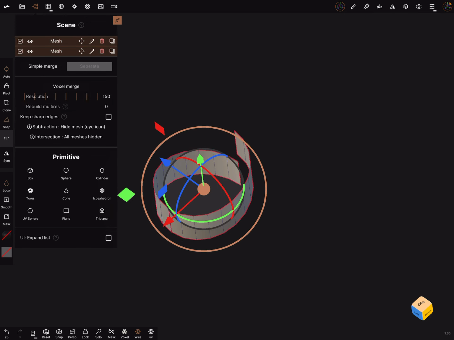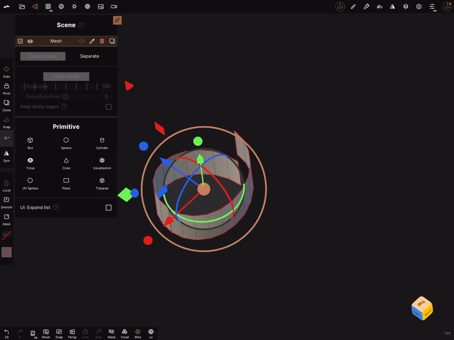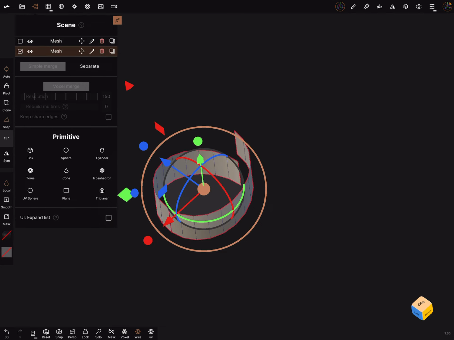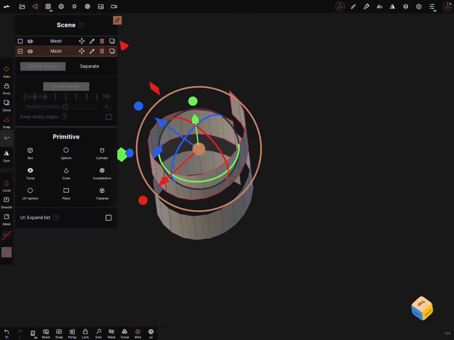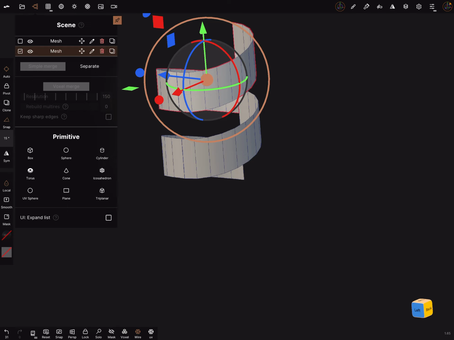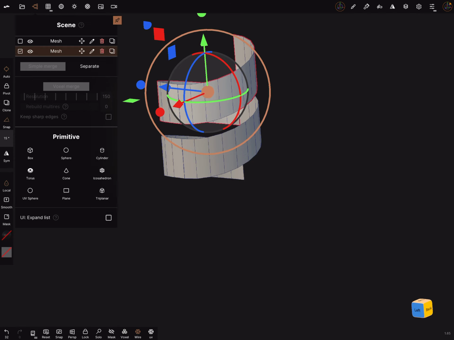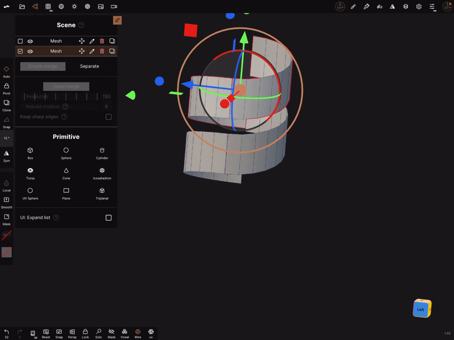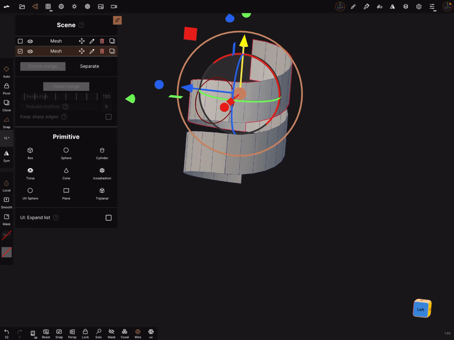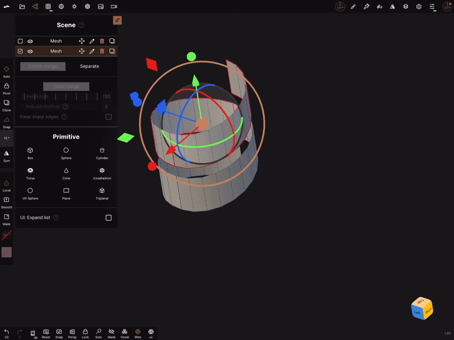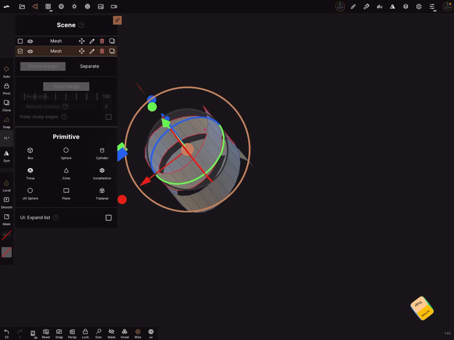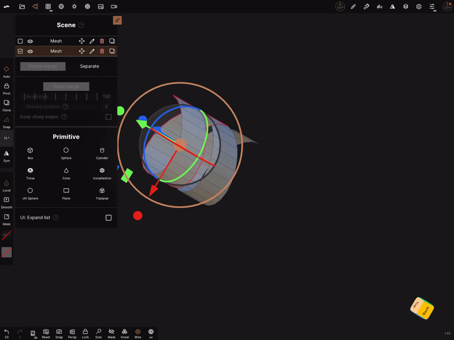And then simple merge, and I think now you know where it goes, like this. Duplicate, simple merge, and then you can extract the shell and yes, like this.